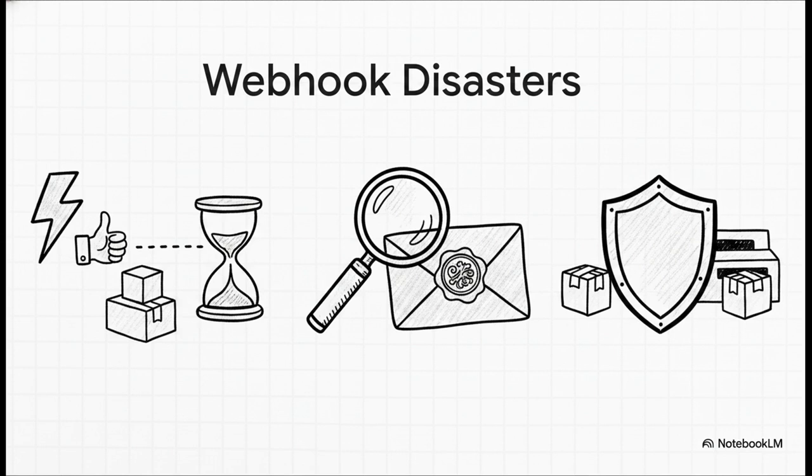Crucially, your webhook endpoint is public. You must verify HMAC signatures so you actually know the data came from the trusted provider. And finally, build in idempotency checks. Without them, when the provider inevitably retries an event, you will end up charging your customer twice. And for sure, that is a guaranteed way to ruin their day.